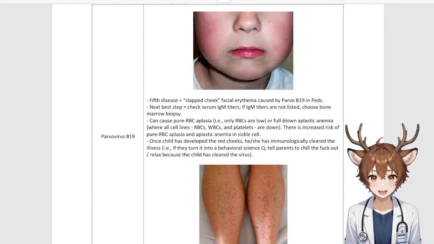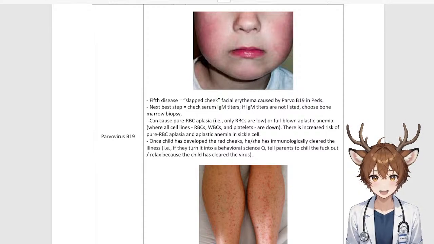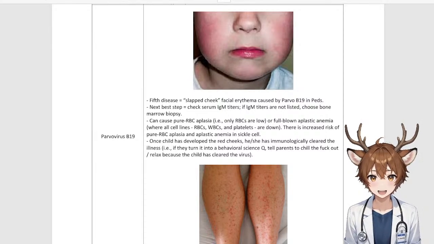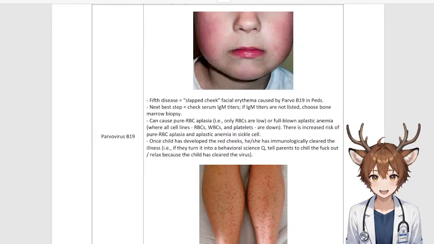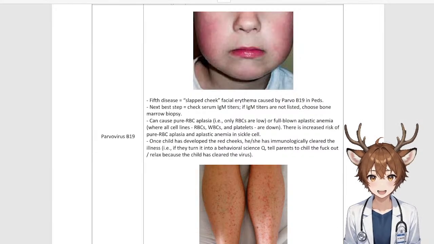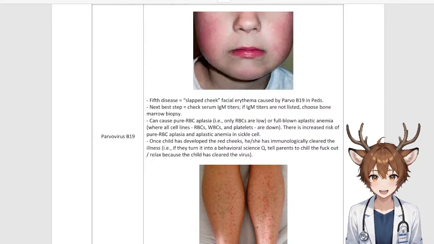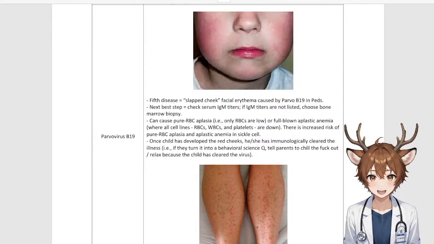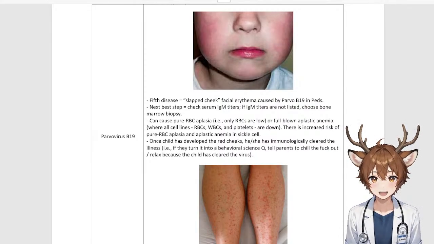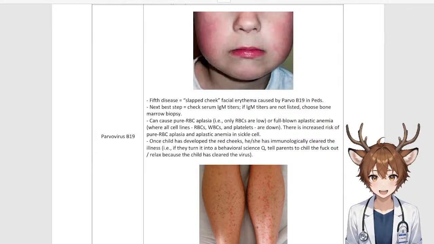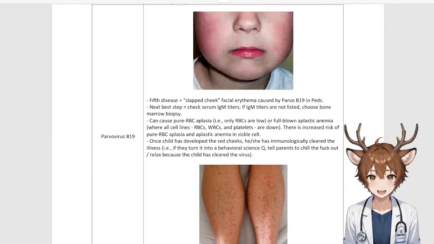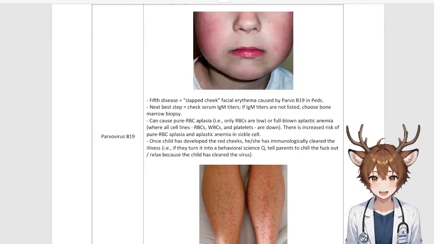Parvovirus B19. Fifth disease, slap cheek disease, facial erythema caused by parvovirus B19 in peds. Next best step would be to check serum IgM titers. If IgM titers are not listed, choose bone marrow biopsy. It can cause pure RBC aplasia, that is to say only RBCs are low, or full-blown aplastic anemia where all cell lines, RBCs, white blood cells, and platelets are down. There is increased risk of pure RBC aplasia and aplastic anemia in sickle cell.